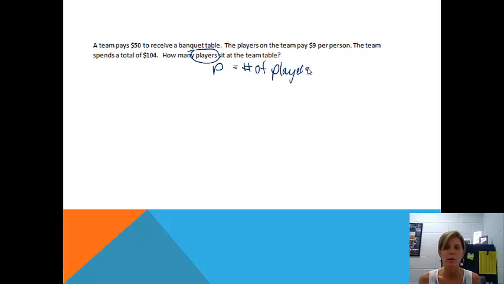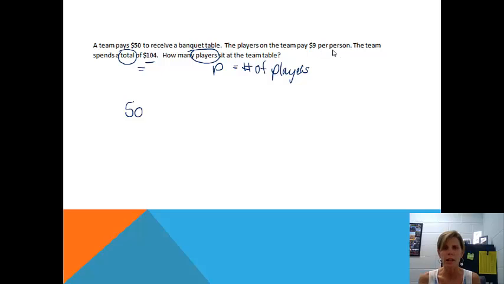So you can come up with your own variable. Then I do notice that they told me that the total is equal to 104, so I know my equation is going to equal 104 when I'm done. So what we're going to be looking for, a couple things. First of all, it says we pay $50 to receive a table. So for sure you're going to pay $50. And then you're going to have to add on how much we're paying per player.